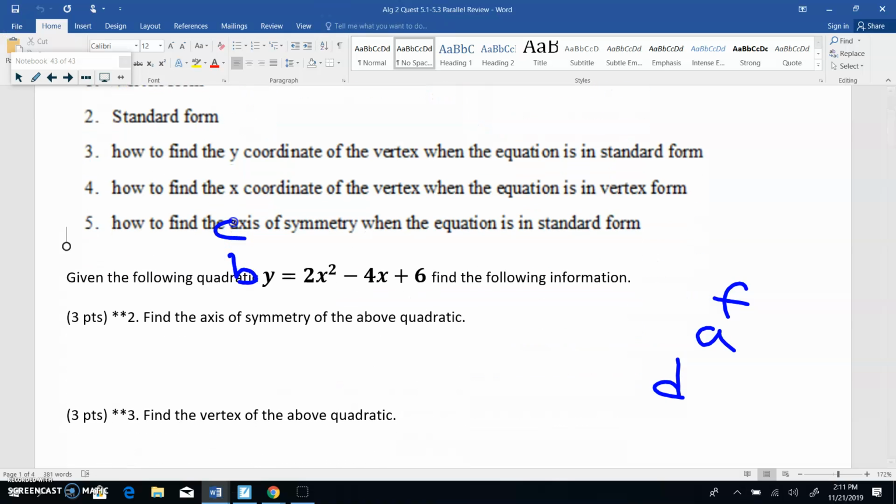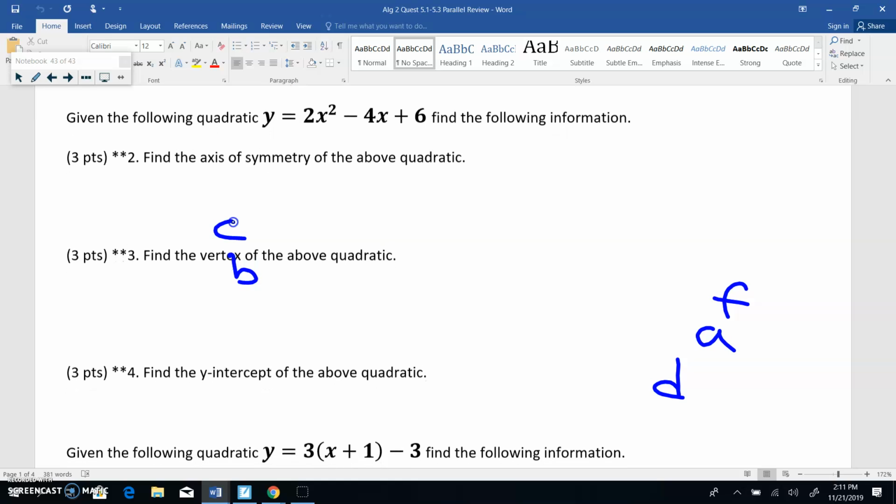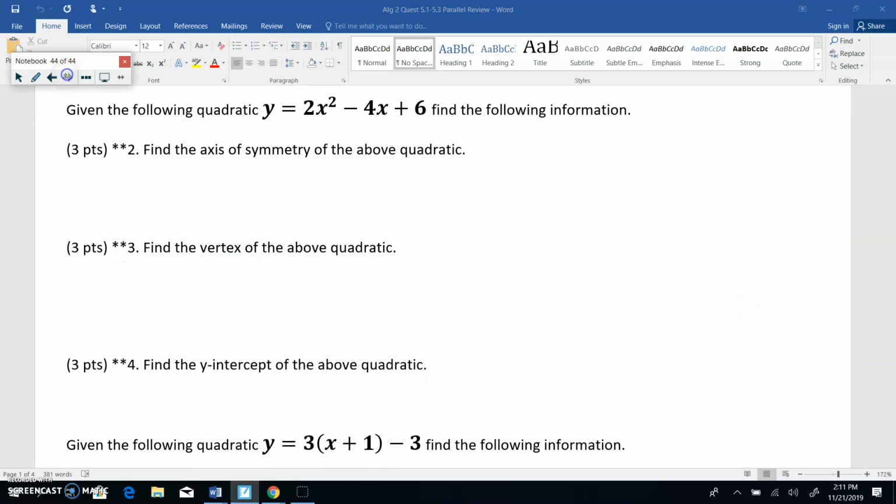Moving forward, the tests are both the same after the 3 stars. That's the only difference. So from here on out, you do need to be able to identify which form you are in order to figure out where you need to start. If you are in standard form, you should always be starting with your axis of symmetry formula. In this case, number 2, 3, and 4 all have to do with an equation that is in standard form. So therefore, I need to start with my axis of symmetry formula.